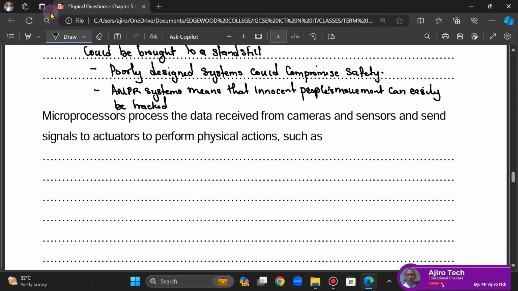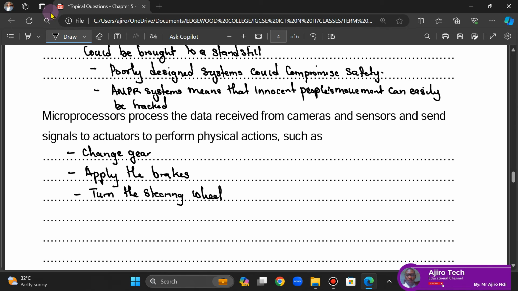So it's going to send those signals to the actuator to perform physical actions such as, number one, change gear, apply the brakes, turn the steering wheels.